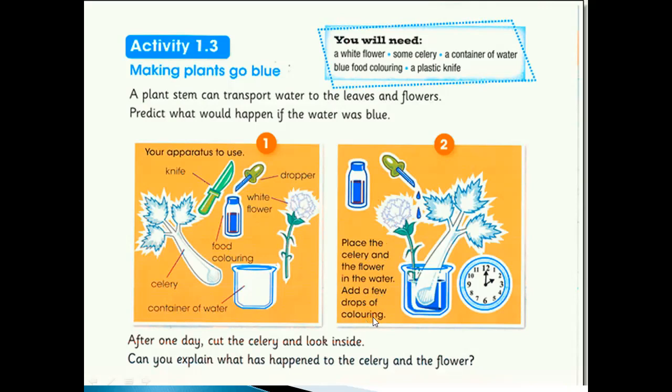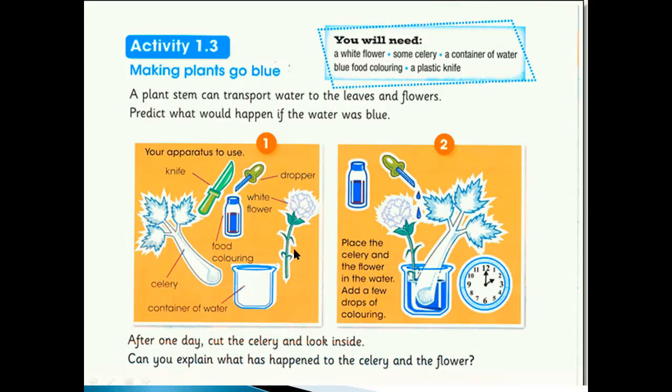Add a few drops of coloring. In your water, just put some drops of color, or first change the color of the water and then put in the flower and celery. If you don't have celery, it's okay, no need. Just put the flower and check what happens. After one day, cut the celery and look inside.